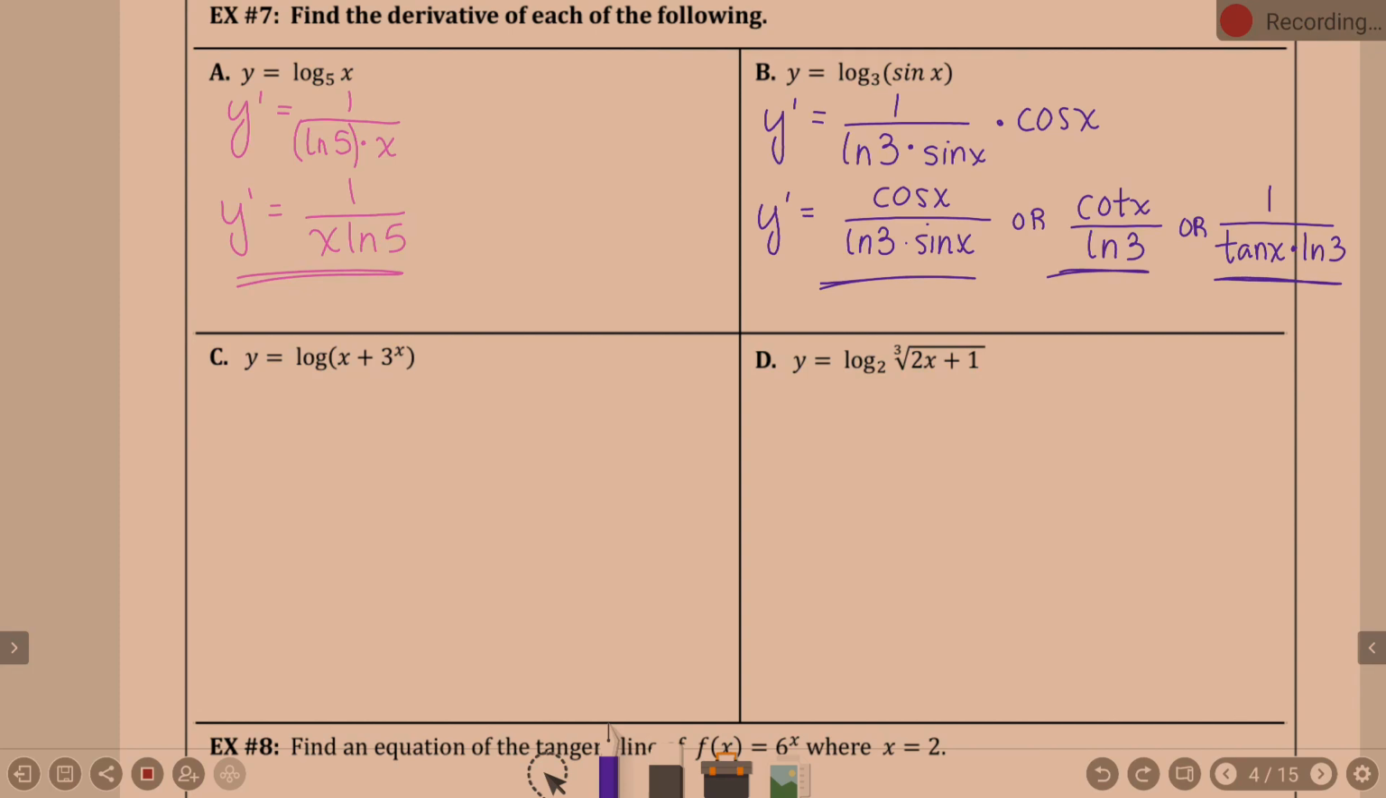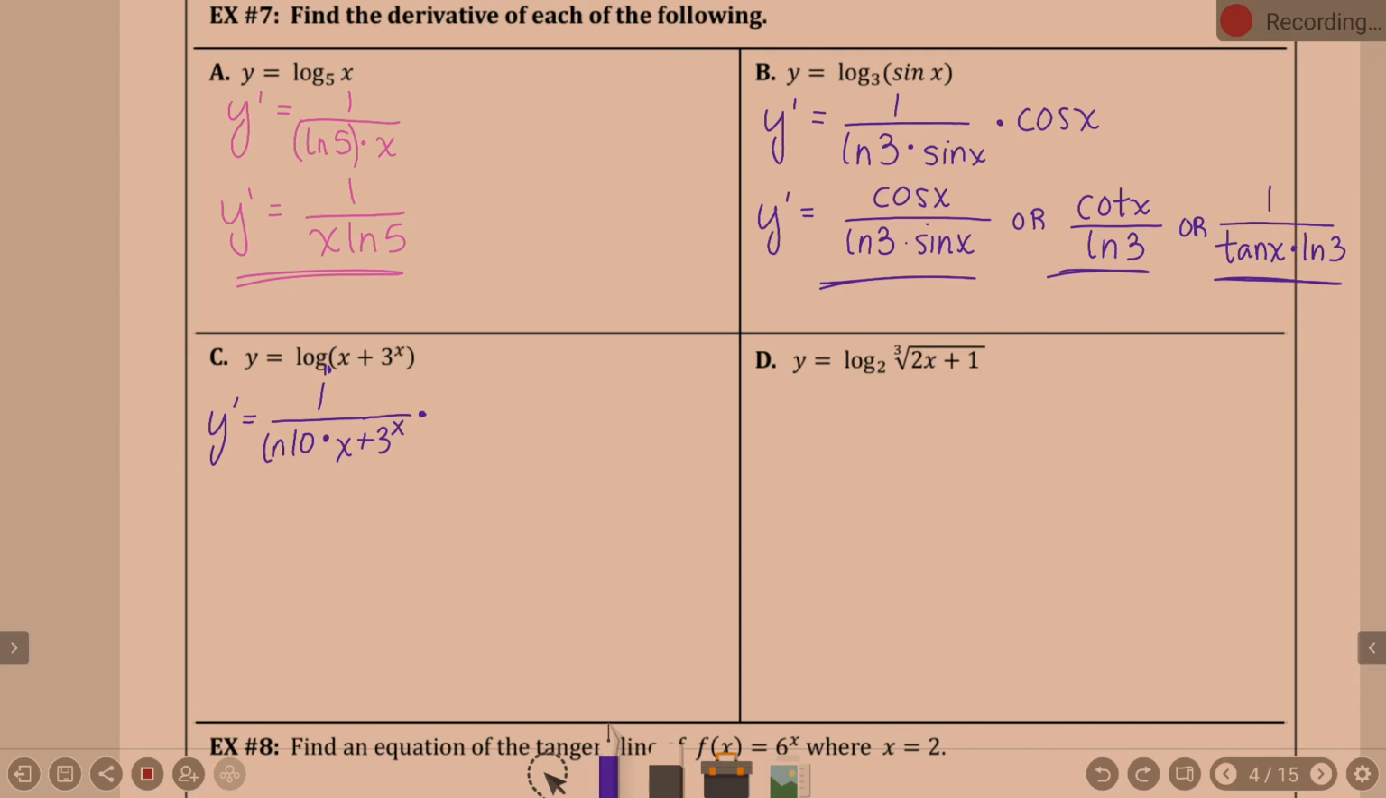Okay, C. Y equals log of x plus 3 to the x. Are you guys with them on the 1 over natural log of 10? What's the invisible base when no base is listed? 10. So 1 over natural log of 10 times x plus 3 to the x. That's your initial derivative rule, yes? But now we've got to say times the derivative of x plus 3 to the x.